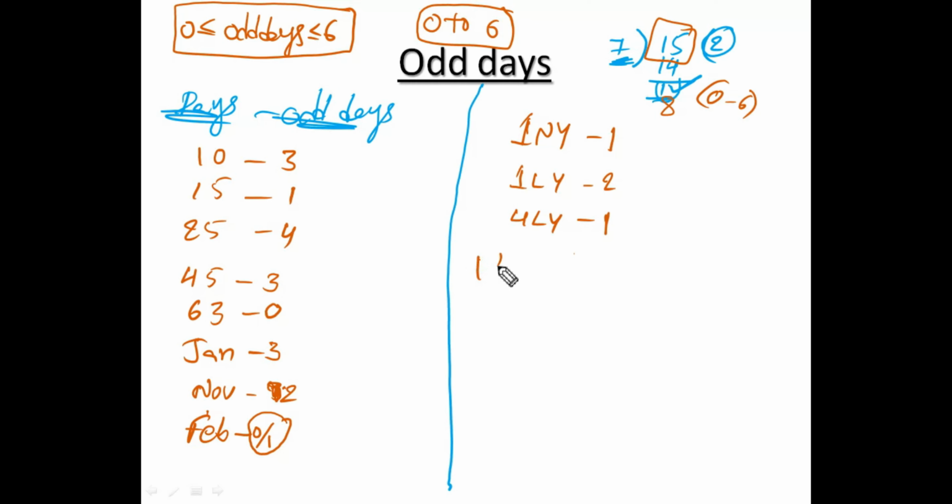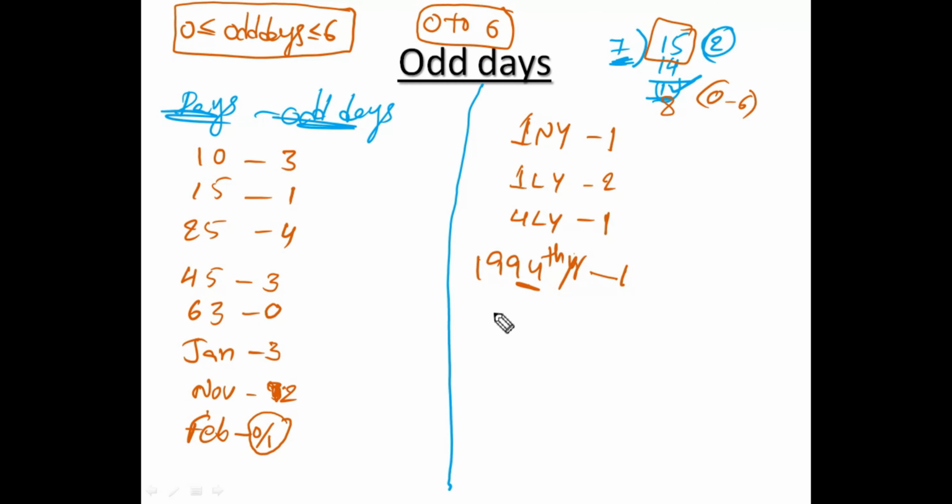Next, 1994th year consists of how many odd days? Not 1994 years, just the 1994th year. First of all, is 1994th a leap year or a normal year? It's a normal year. One normal year consists of 1 odd day. So in the 1994th year, there is only 1 odd day.